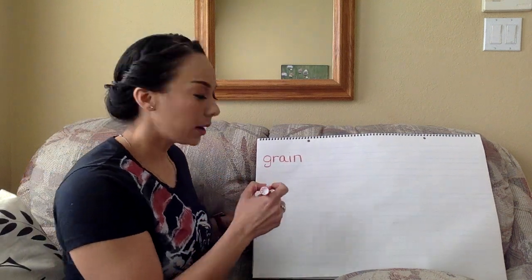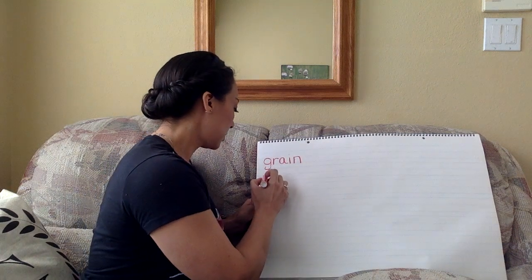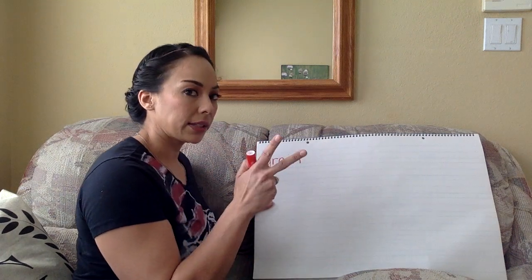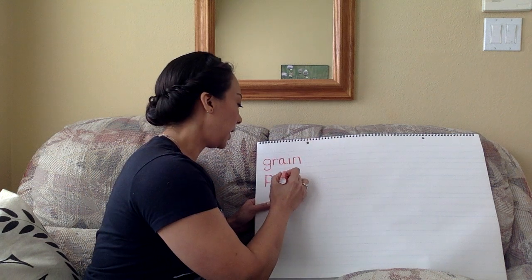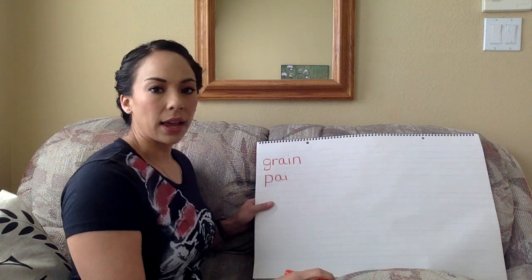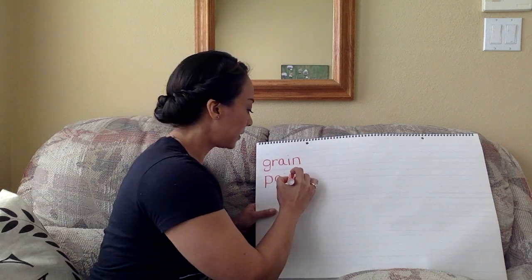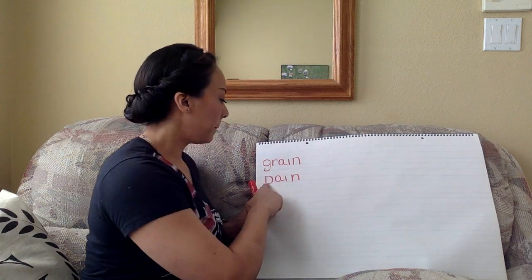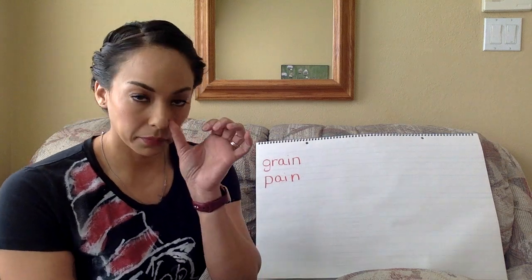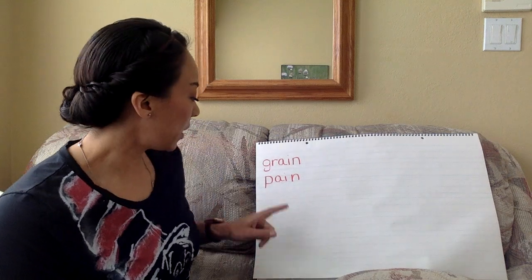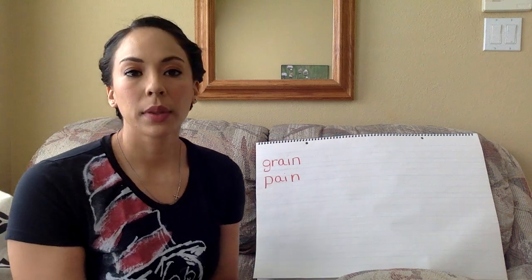I said P. Then I said vowel team that says A. Again, it's A-I. And I said N at the end. Pain, very good. Okay. The next word, here we go, below the word pain.